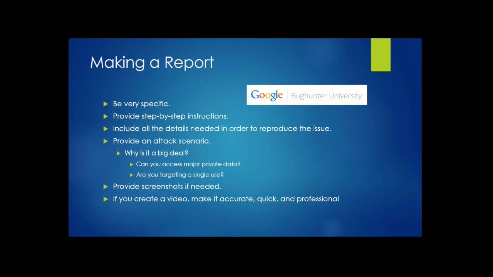So you have to explain to them why this is a critical bug. Explain to them if you can actually read stuff on the server, or if you're actually accessing private data, or if you can actually just target a single user, or you can target mass users, or whatever that is. Provide screenshots. It's always helpful. If you do create a video, make it quick and to the point, and make it very professional. And an example of being professional is don't blast really loud music in the background. It's distracting.